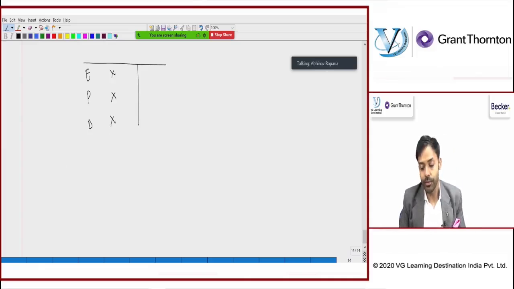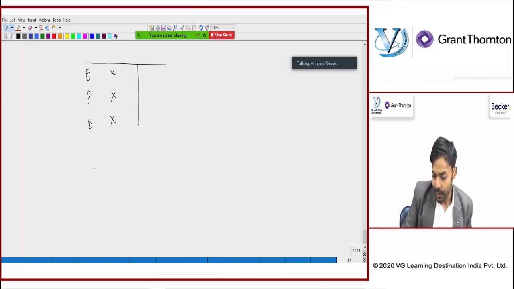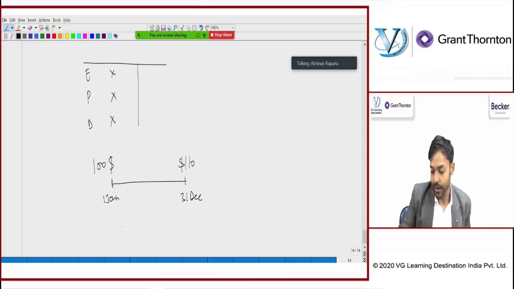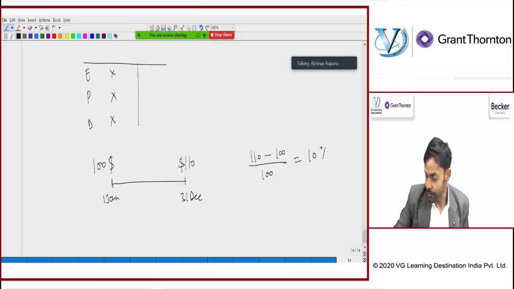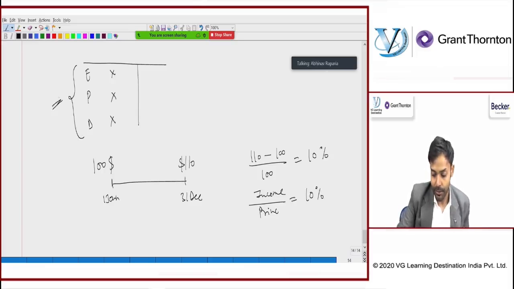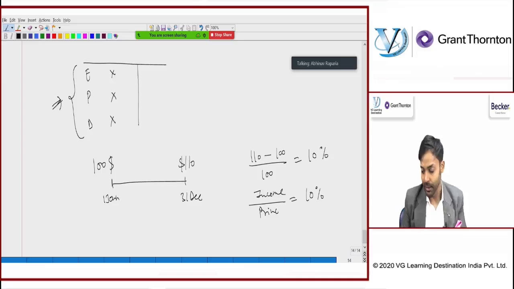Now, how would you calculate a return for anything? For example, you make an investment of $100 on 1st January, and on 31st December, you get $110. If I ask you what your return is, you will see the difference. So 110 minus 100 divided by 100 is going to be 10%. So basically, the income that you are earning divided by the principal will give you the return, correct? The same logic will apply for every category. It's obviously a very crude method, but more or less the same approach is going to be applied here also.